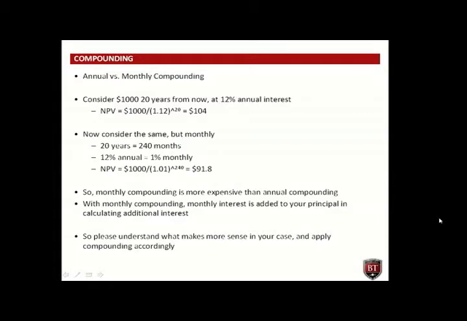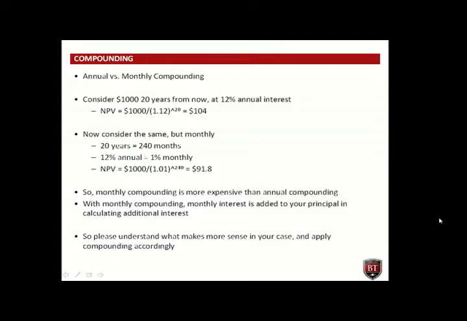Now this is just an example to show you that there is a difference between annual and monthly compounding. When you're dealing with small amounts of money, it may not be that important, but when you deal in the millions or even the billions, as a lot of companies do, then monthly versus annual compounding actually does make a material difference in the amount of interest or in the net present value.